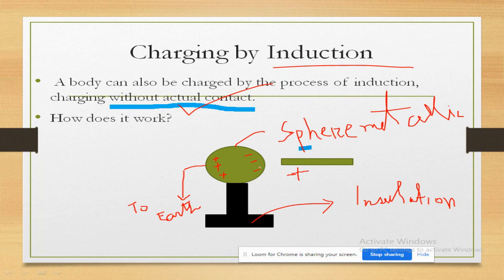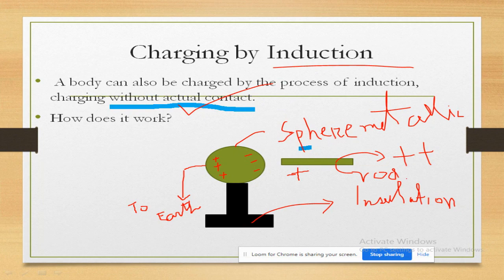Now, what you do, take a glass rod or any charged body. This has to be charged from some other source. This is already charged. Remember this. This rod. It may be metallic, may not be metallic.